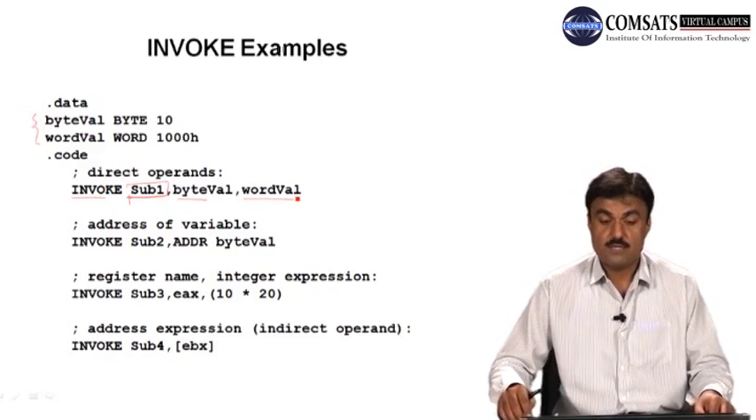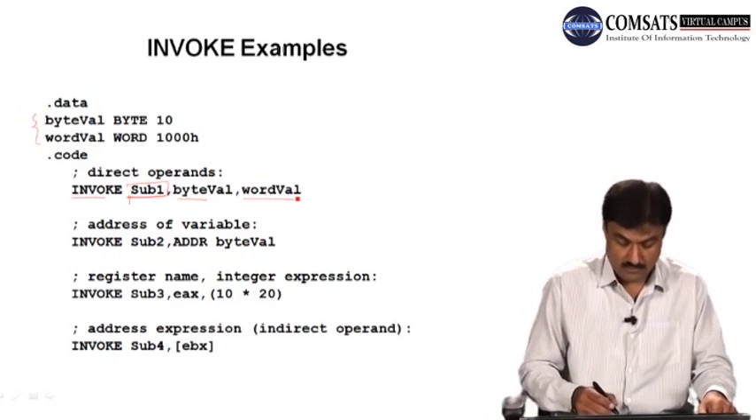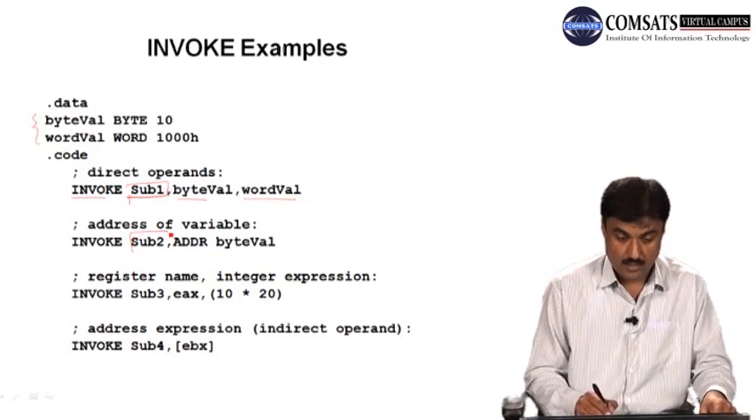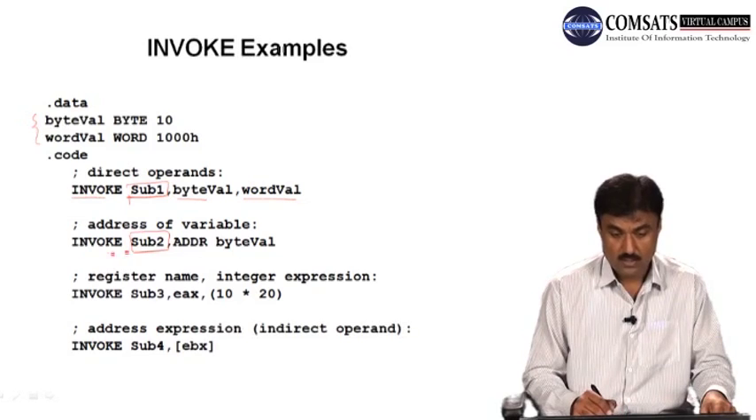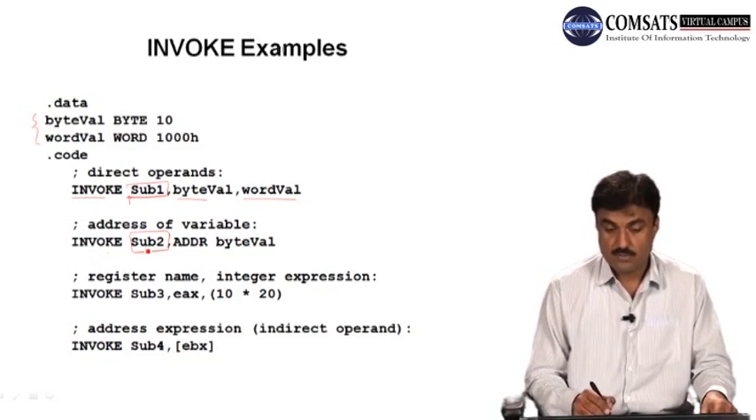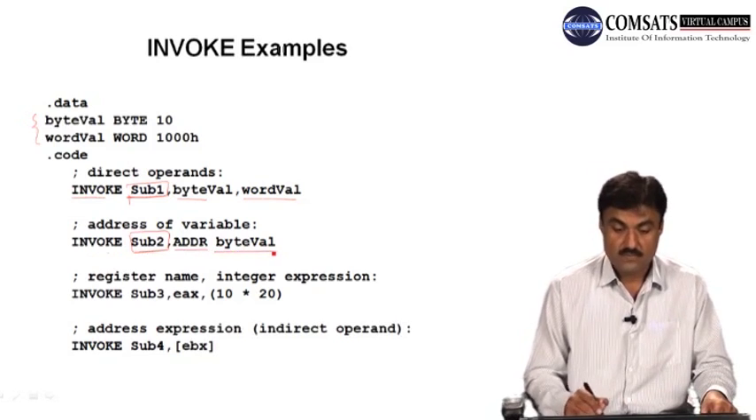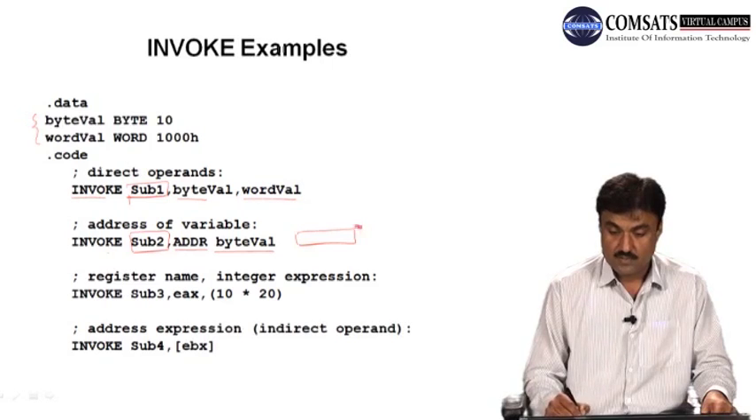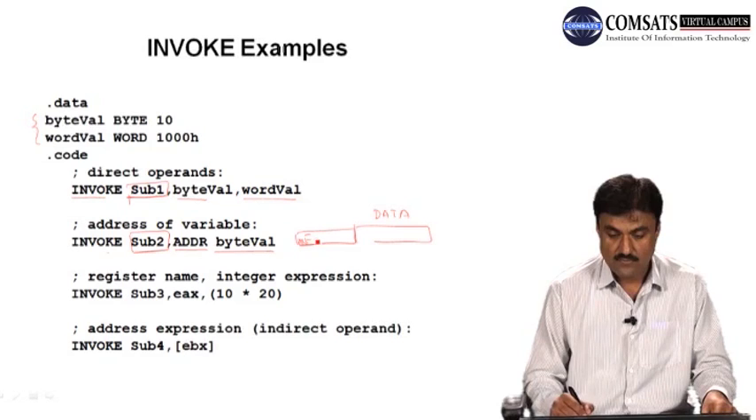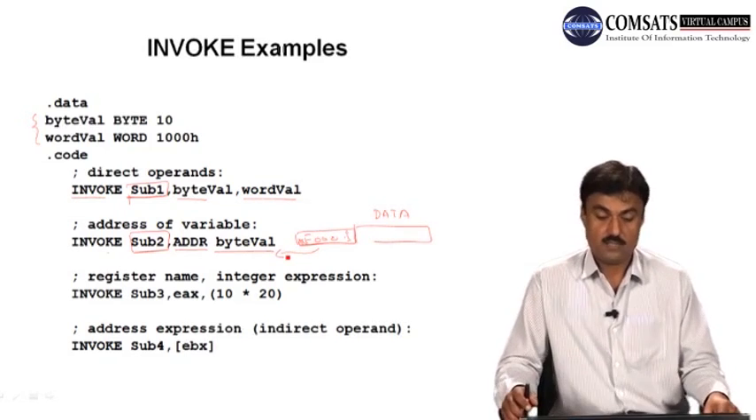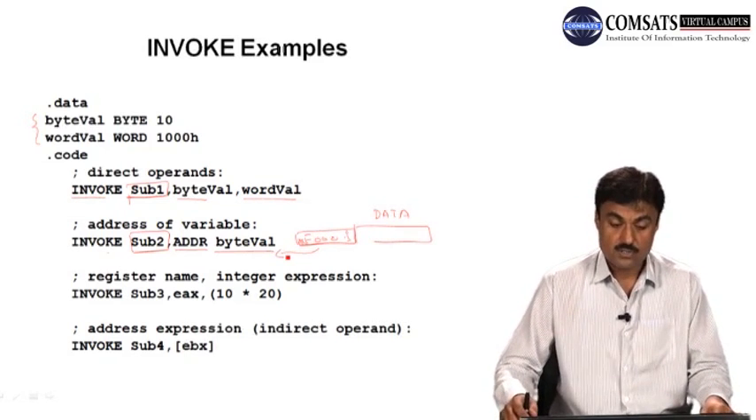If we want to pass the address of a variable, how can we pass it? You can see this in the example of Sub2. We use the INVOKE directive, Sub2, and then the address of byte-val. So this is the address where byte-val has been stored. Byte-val is in the data area, it is 1 byte, and there will be some address, like F000 or whatever it is. This address will be passed inside the procedure.